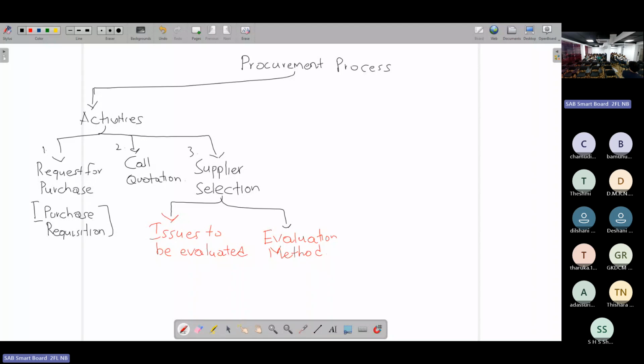First one, required quantity. What are the evaluation methods? At least one. Whether he can deliver the required quantities or not, that is our problem now. How do we evaluate that issue? Capability.